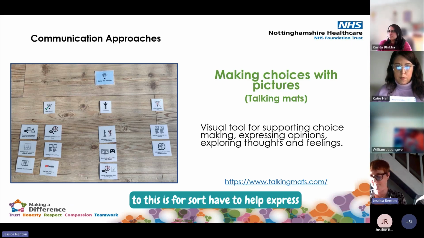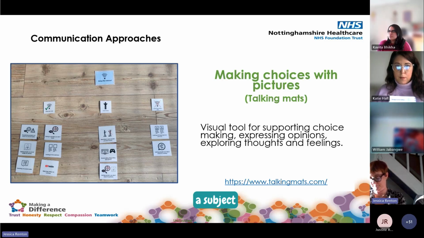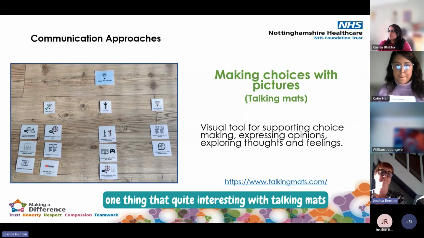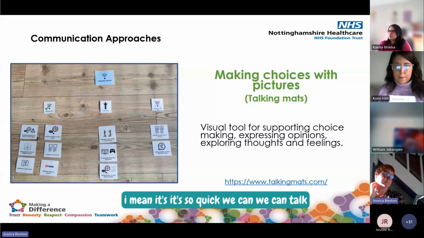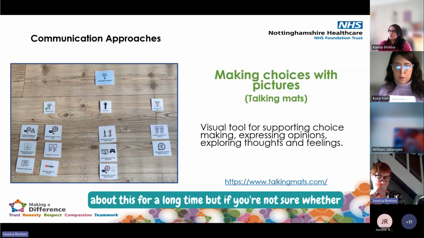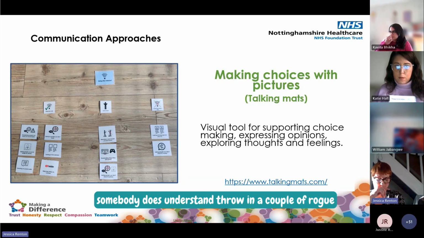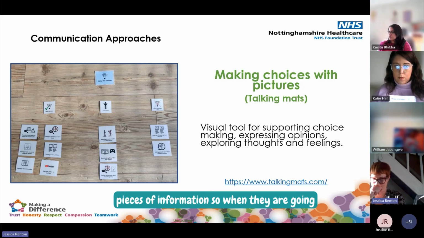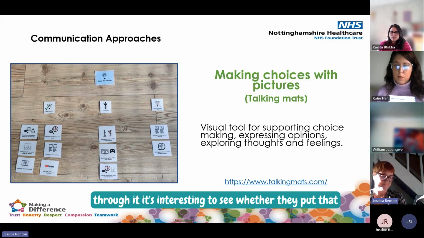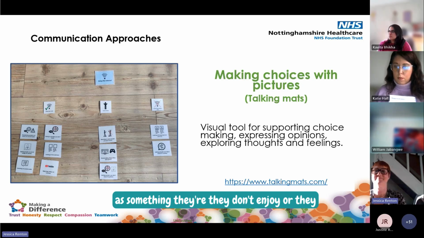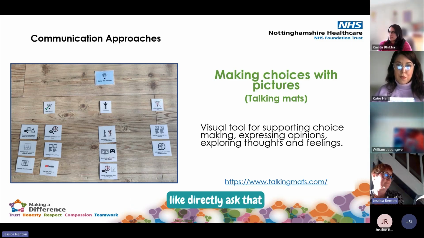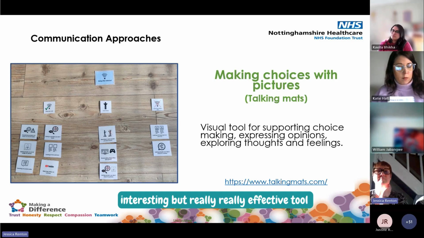This is for somebody to help express their choices or to understand a subject and to see how much understanding they have about it. One thing that is quite interesting with the talking mat, we could talk about this for a long time, but if you're not sure whether somebody does understand, throw in a couple of rogue symbols or a couple of rogue pieces of information. When they are going through it, it's interesting to see whether they put that as something they enjoy, they don't enjoy, or under they don't know. Sometimes that's quite a good telltale sign, without having to directly ask that person. It's a really interesting but really effective tool.